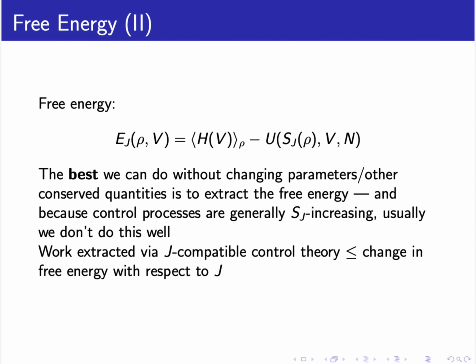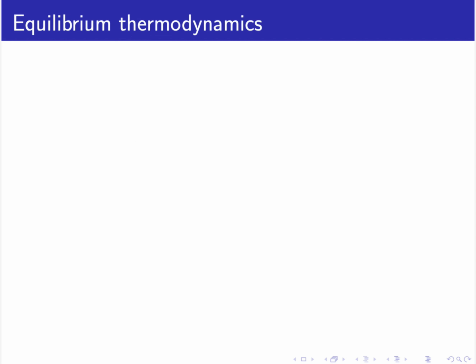And so, to say the same thing again just to drive it home, the work I can get out through any J-compatible control theory is less than or equal to the change in free energy with respect to J. Okay, let me show you some examples to show how that works.